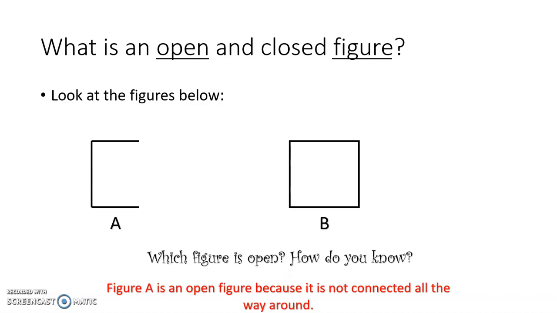Well, let's discuss it. If we look at A and B and we traced it with our finger, we know that figure A is the open figure because it's not connected all the way around. When you used your finger and you traced the lines, did you trace all the way around? No. That means it is open. It is not connected all the way around. It's missing a side. Whereas B is closed because it has all four sides.